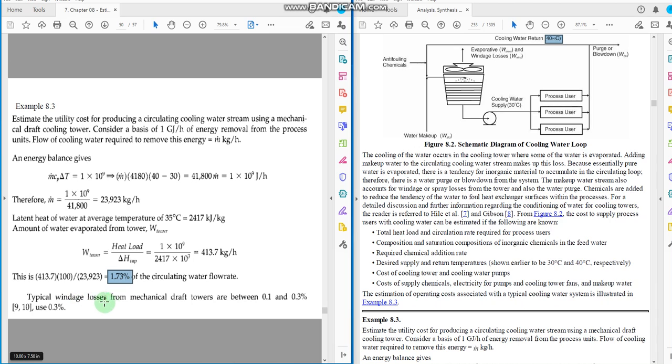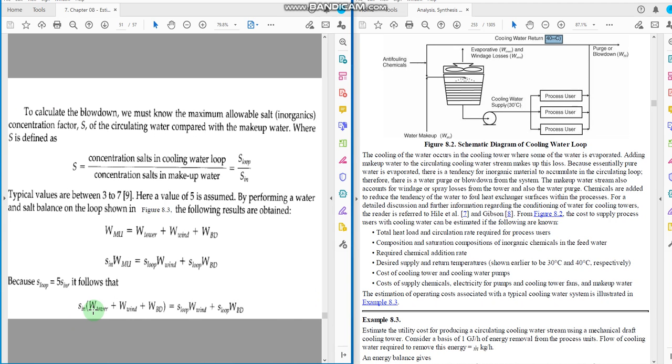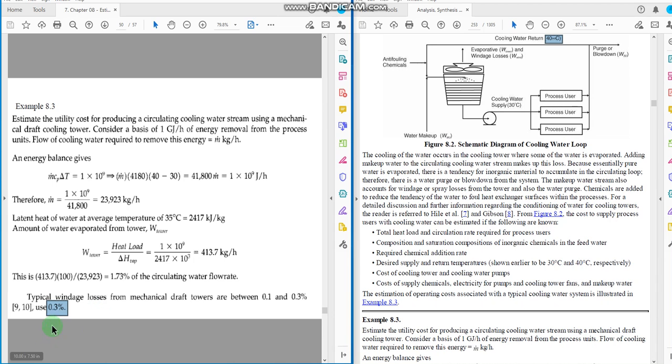Now we also have to calculate what the wind losses should be. So typical windage losses from mechanical draft towers are between 0.1 to 0.3%. Okay, so this is maybe a literature value, and maybe you will not find this one directly in the heuristics, but you can use this example and have an idea that it should be between 0.1 to 0.3%. Okay, so we will use the value 0.3% for the windage losses. So basically it is a direct percentage, so you multiply this with the mass flow rate to get an idea of how much the losses should be.